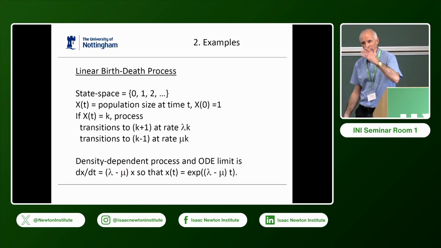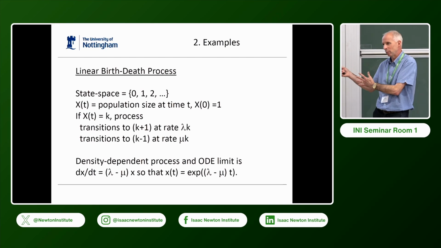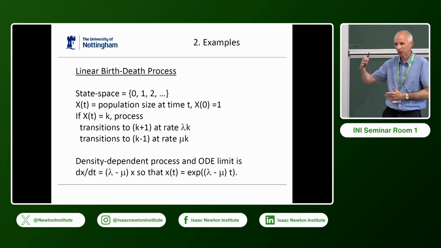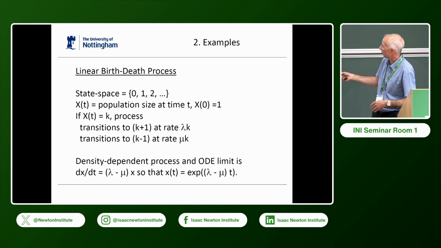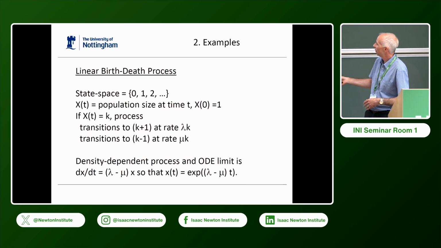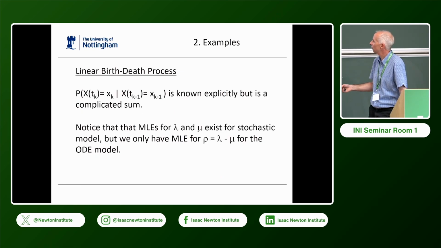Okay, next one. This is where it vaguely relates to epidemics, because in the early stage of an epidemic you might use branching process approximations. Here's a linear birth-death process. Now you have births happening at rate lambda per individual and deaths at rate mu. It's density dependent. And now here's something: here's the ODE limit, dx/dt equals lambda minus mu times x, and here's the solution of that equation. One thing you will immediately notice, and I'll come back to this, is that in the ODE limit there's now only one parameter.